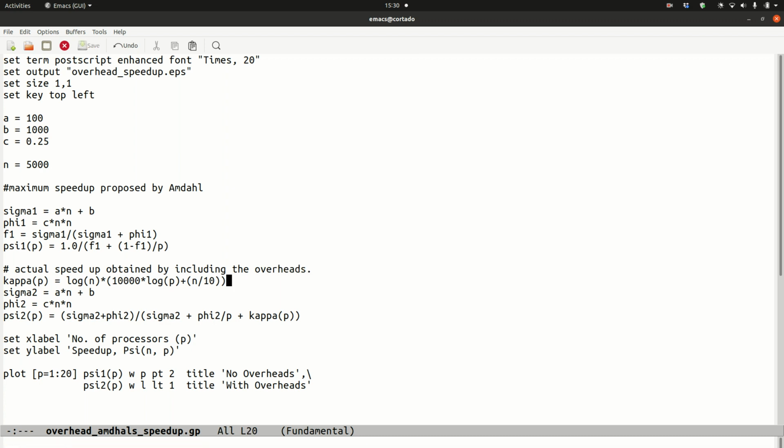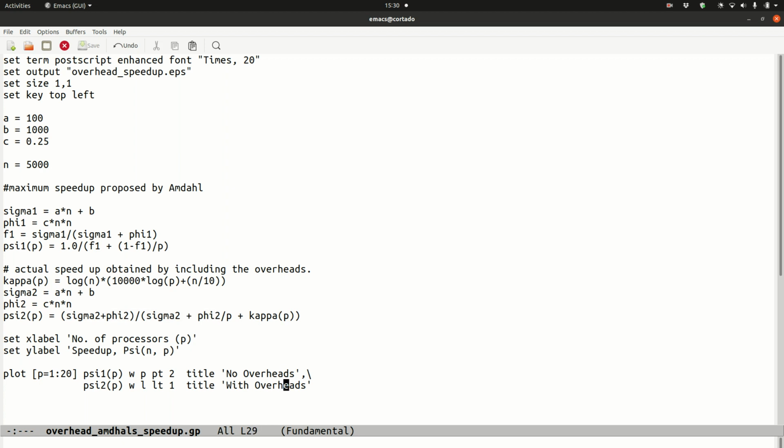Okay, so what are the overheads? Overheads is basically kappa of n comma p. N is already fixed, so it's only a function of p. That's basically log n times 10 to the 4 log p plus n by 10. Okay, and then we have sigma n is a n plus b, phi n is c n square, and then psi is now, by definition from first principles, sigma n plus phi n divided by sigma n plus phi n by p plus kappa of n comma p.